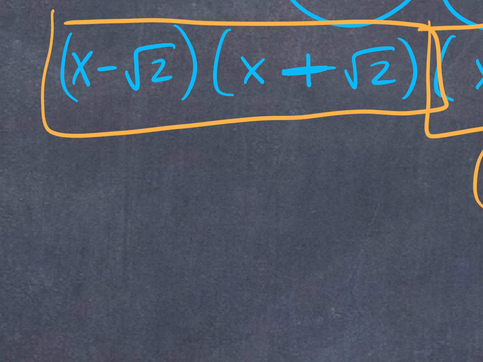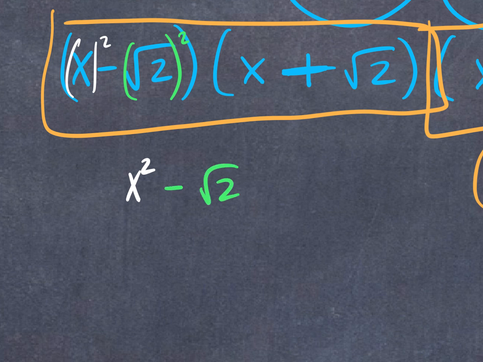What would my first term be? X. So I have x squared. What's my second term? So it'd be minus square root 2 squared. So this would be x squared minus, what's square root 2 squared? 2. The square root and the squared cancel. So x squared minus 2. So when we multiply these 2 out, we get this, x squared minus 2.